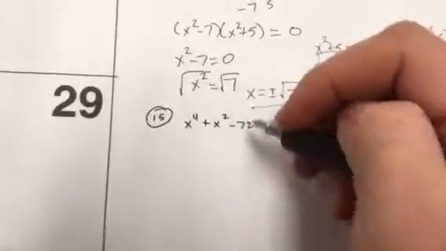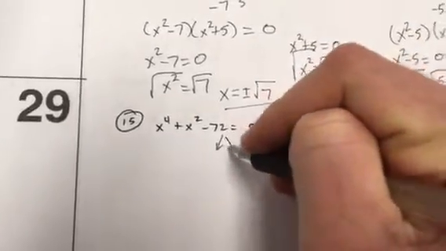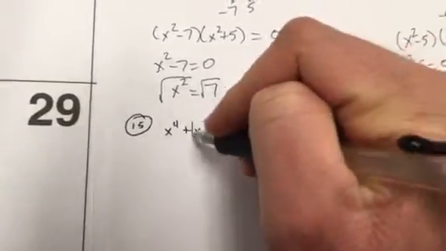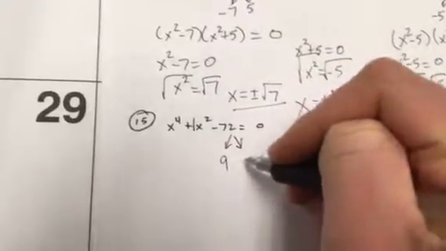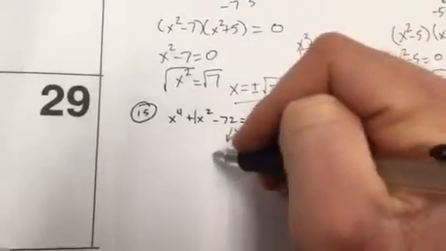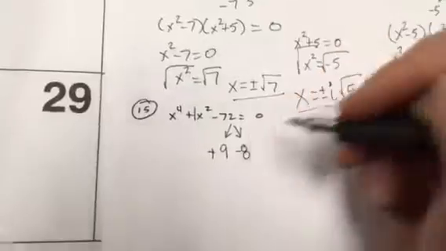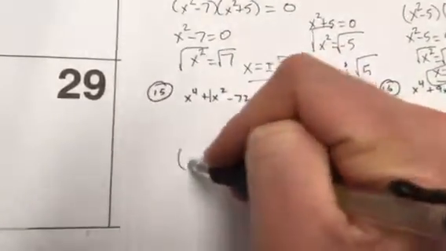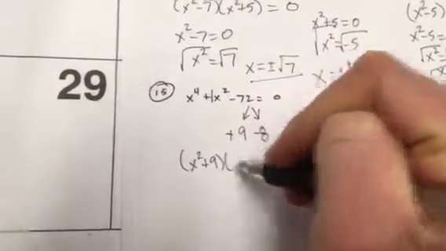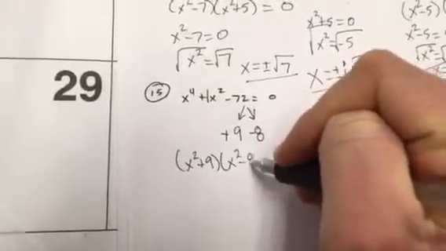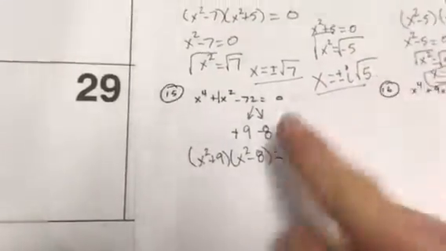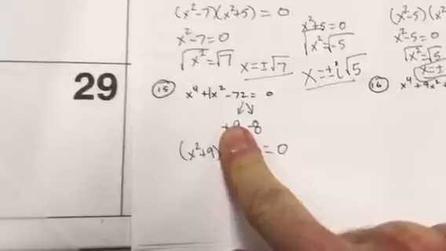Let's take a look here at 15. What multiplies to 72 because it's a negative, differs by 1? That would be 9 and 8. So the middle term is positive, so that's a positive 9. That's a minus 8. X squared plus 9, x squared minus 8 gives you 0. Cover up method, x squared plus 9 is 0.